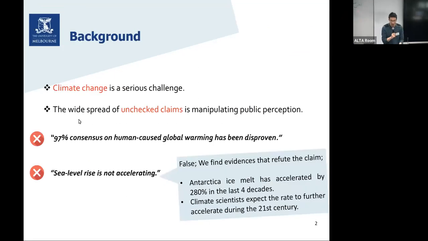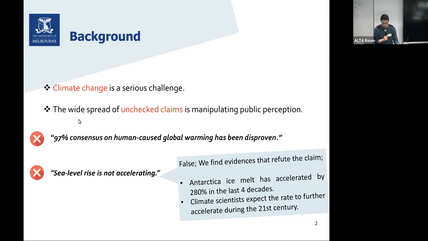So first, a 1 minute background. As Jay talked about yesterday, fact checking is really important. And climate change is a very serious challenge. The widespread of unchecked claims is manipulating public perception. Here are two claims, which are both false.